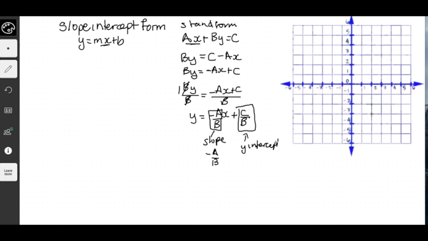So I wanted to ensure that we understand how to convert the standard form into the slope-intercept form, because sometimes on the SAT you may get a question where it's in the standard form, and in order to work it out or to get what you're really looking for, you may have to convert it to the slope-intercept format. So that is very, very important. So moving along, before we move on, let's look at an example.